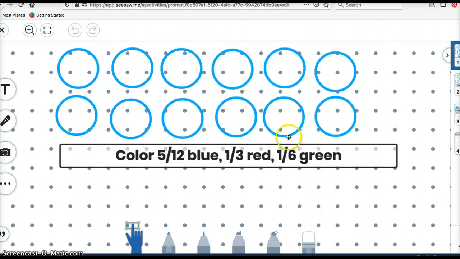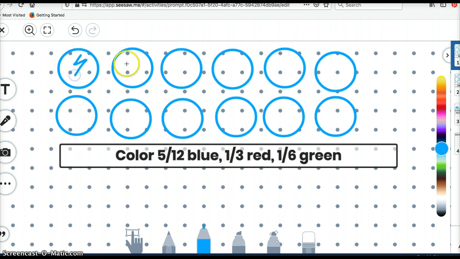So let's look at this problem here. Color 5/12 blue. Well, that's easy enough because we have 12 circles. So we know that 5 out of the 12 should be blue. And that, scholars, was an easy one.